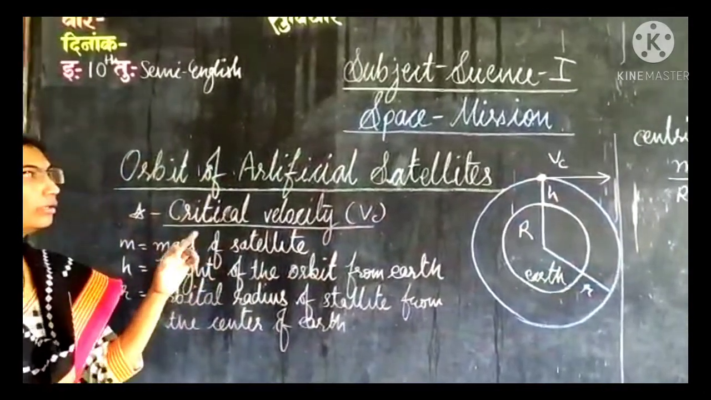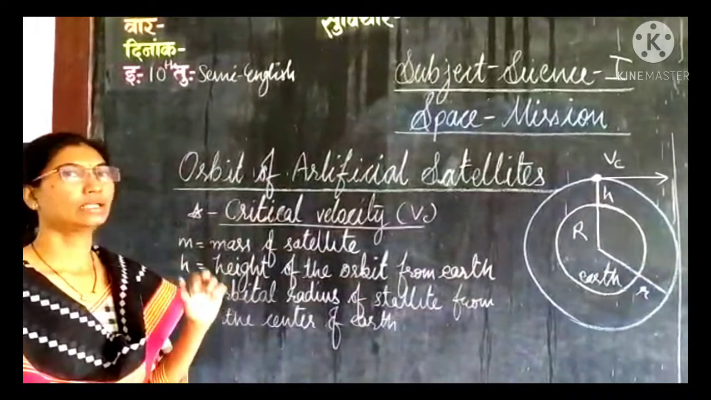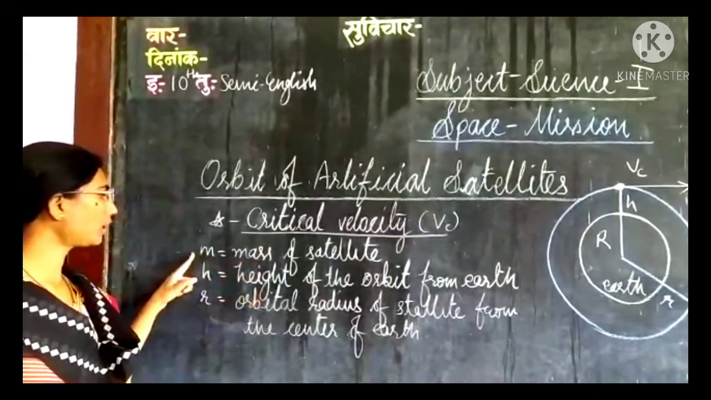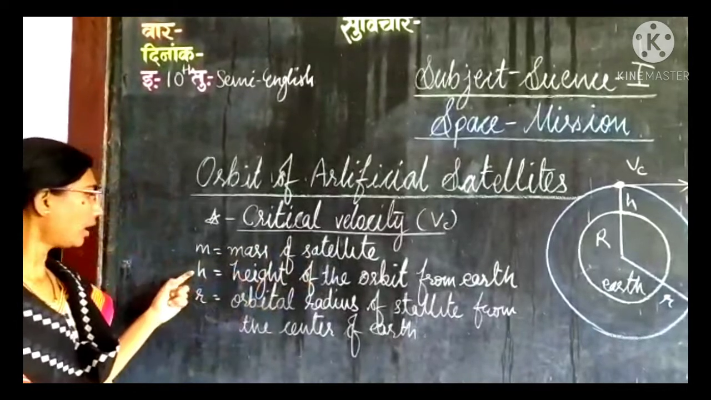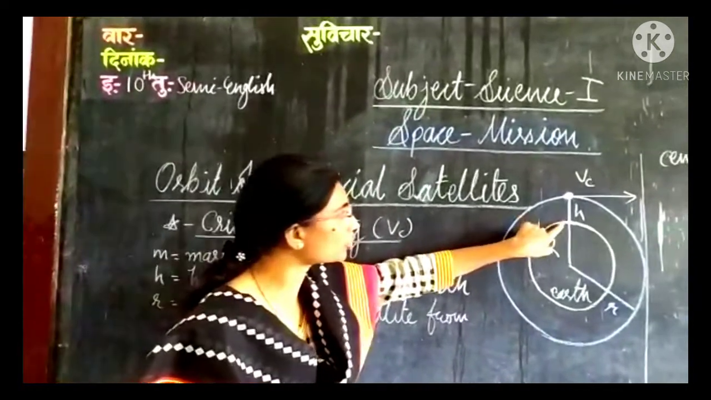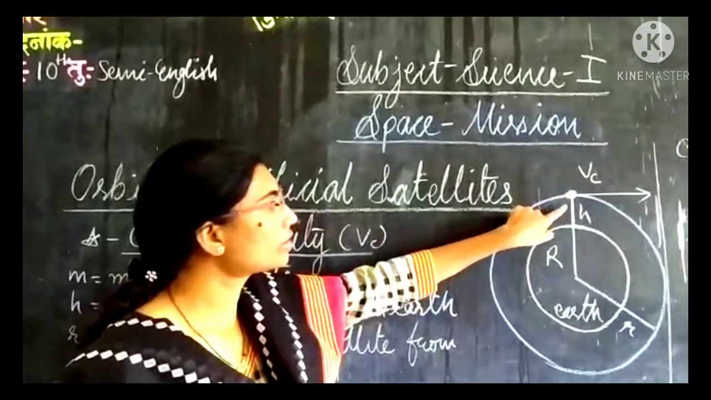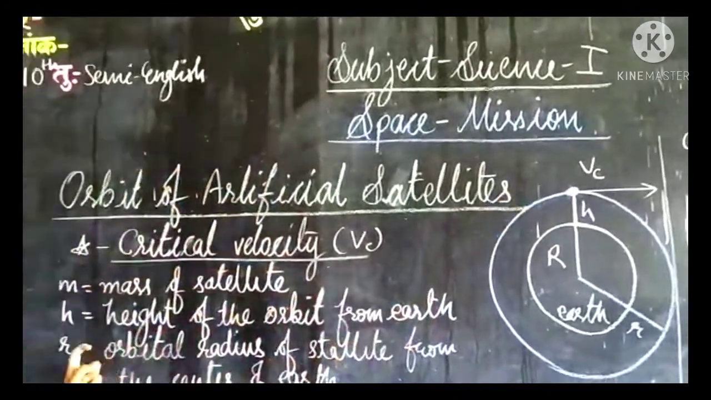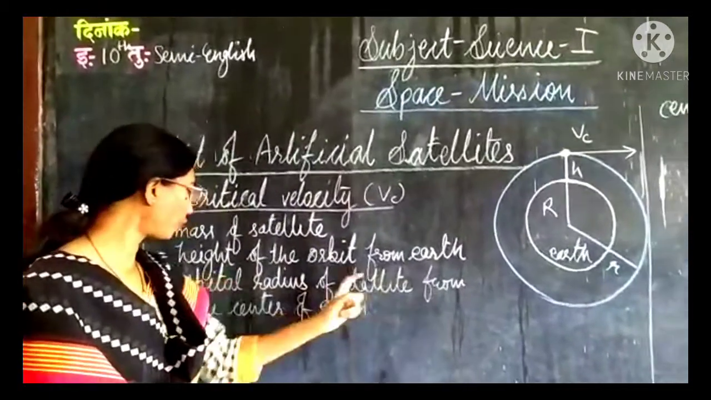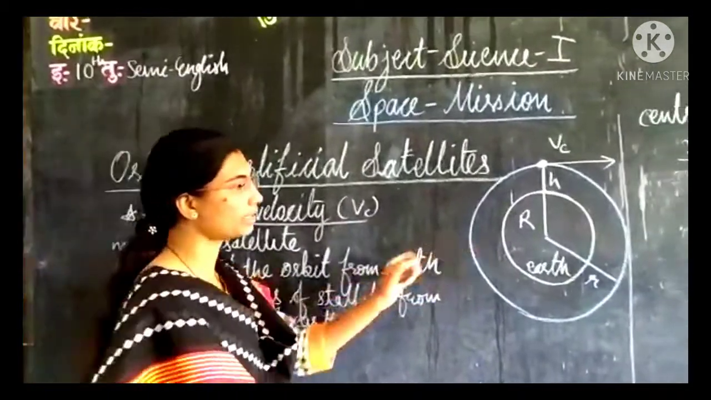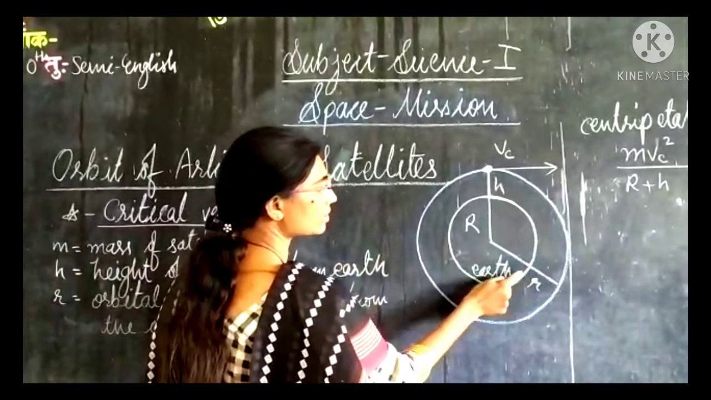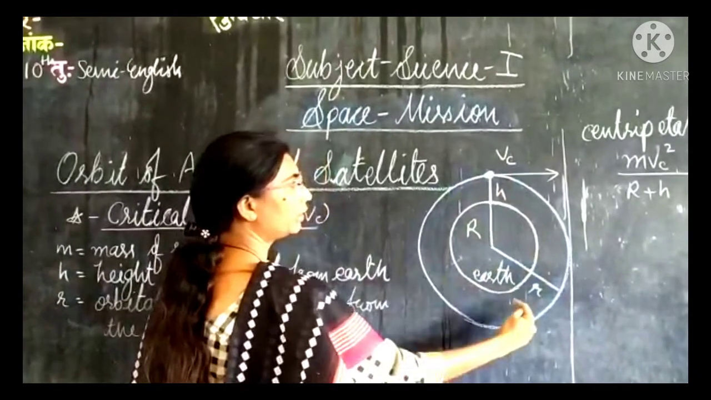So to find out the derivation or formula for the critical velocity, let's see which are the terms required. Suppose small m is the mass of the satellite, h is the height of the satellite from the Earth, that is this h from the surface of the Earth, this is the height of the satellite, and small r is the orbital radius of the satellite from the center of the Earth, means here. Suppose this is the center of the Earth. From here, this distance small r is the orbital radius.